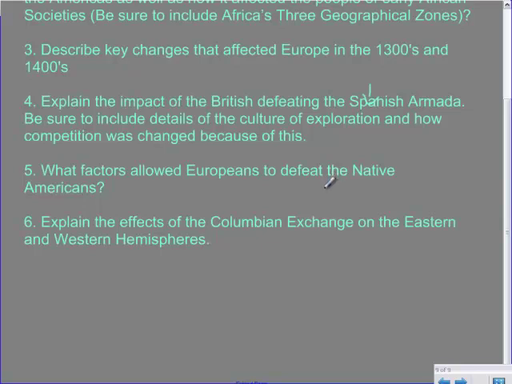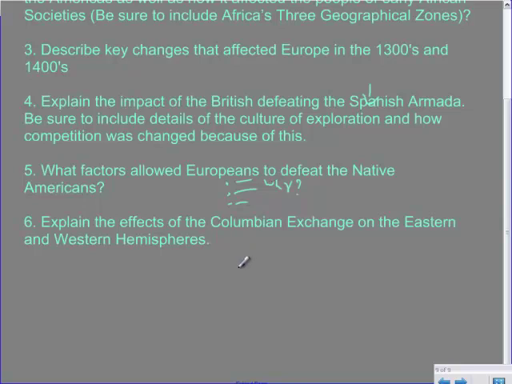What factors allow Europeans to defeat the Native Americans? We talked about 3 bulleted points that fit right in there. They made alliances, the spread of European diseases, and they treated them brutally. But why did that stuff lead to the defeat of the Native Americans? That is important. You need to explain why.